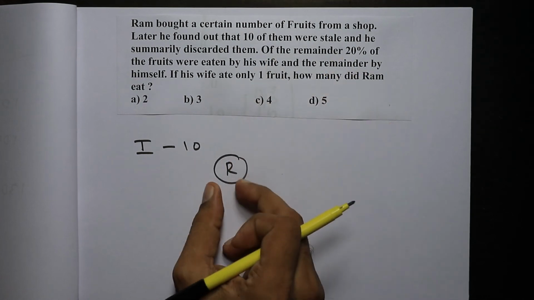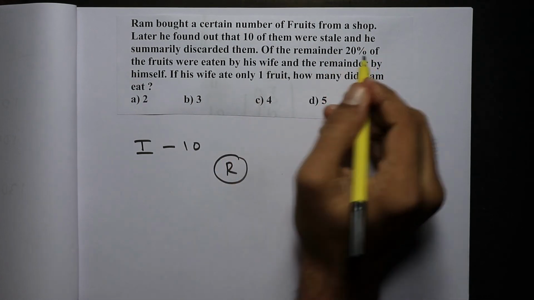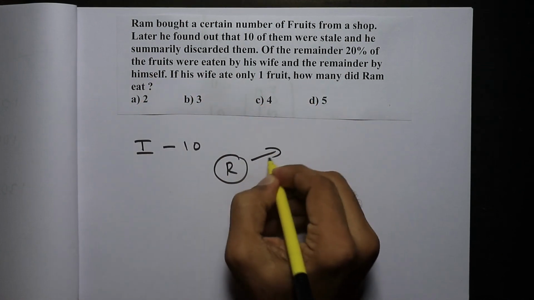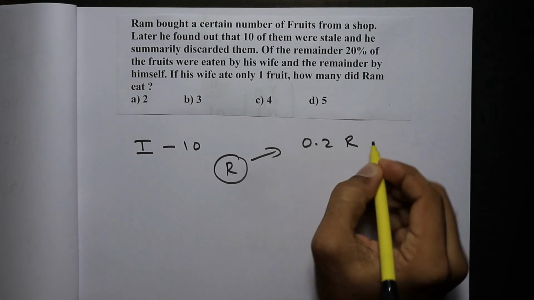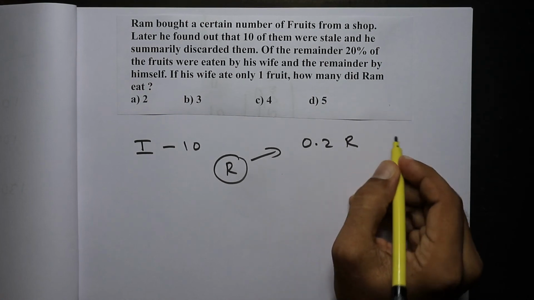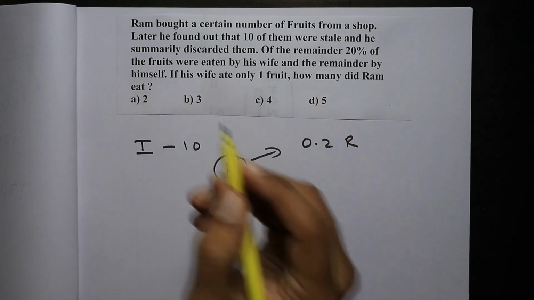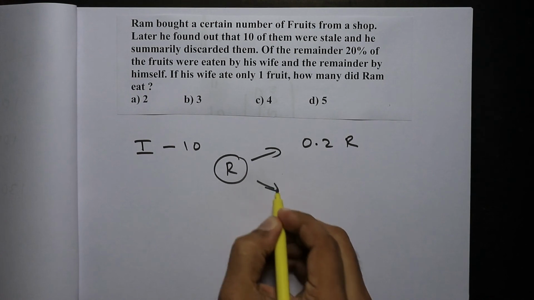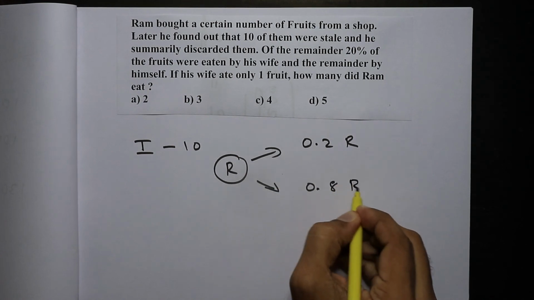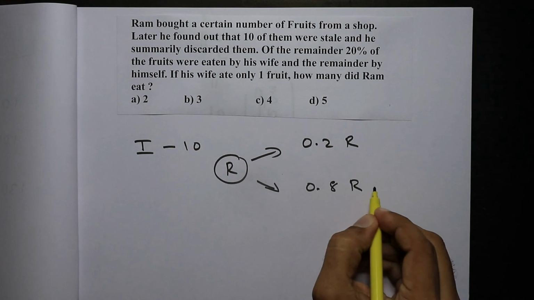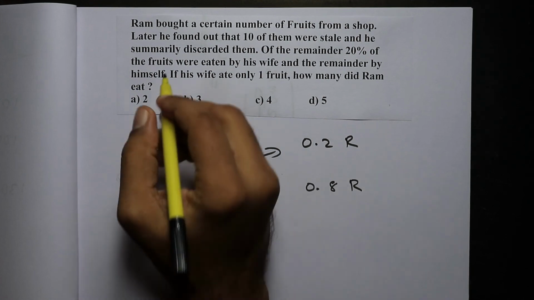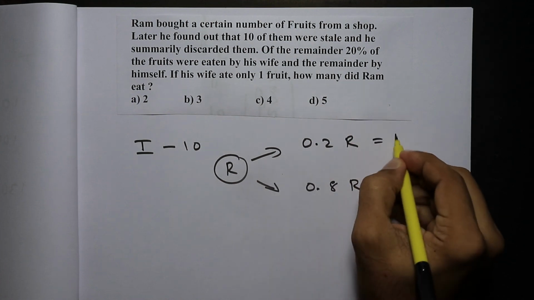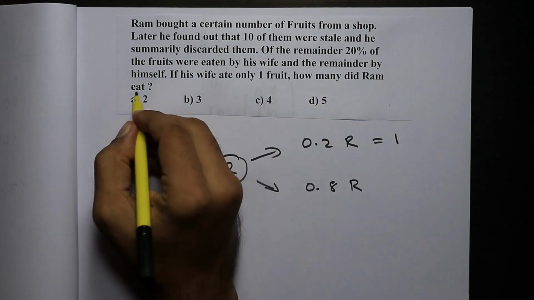Of the remainder, that is of this R, 20% of the fruits were eaten by his wife. So 20% of R, that is 0.2 R, was eaten by his wife, and the remainder by himself. So the remaining will be 0.8 R, and this has been eaten by Ram himself. If his wife ate only one fruit, so this is equal to 1. How many did Ram eat?